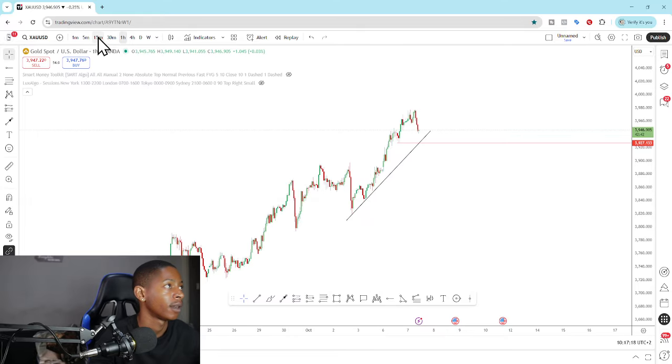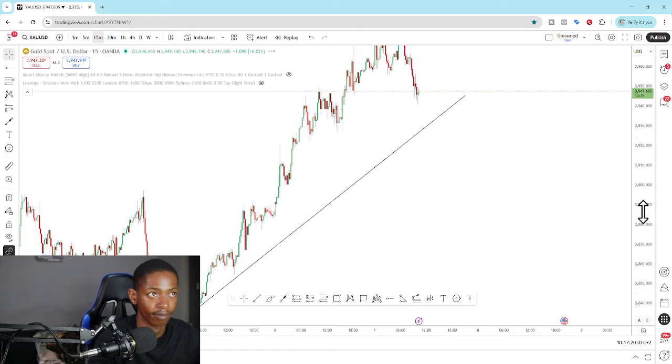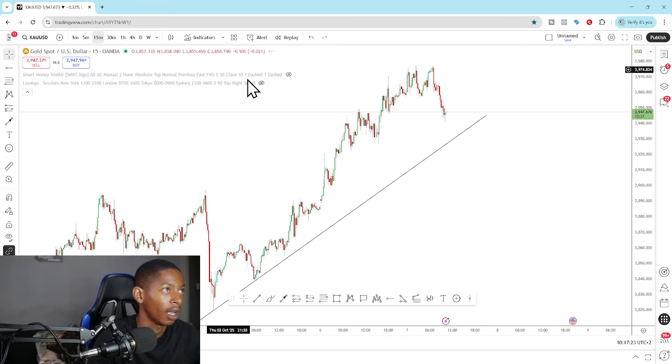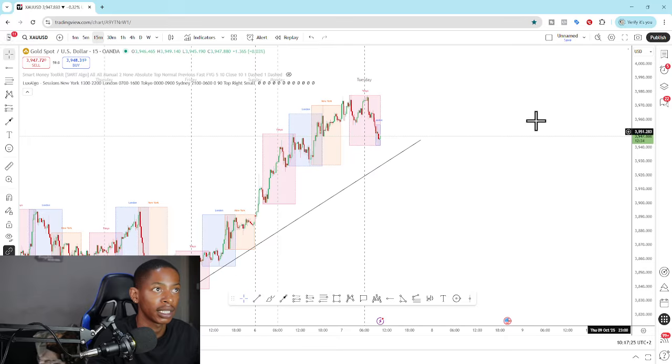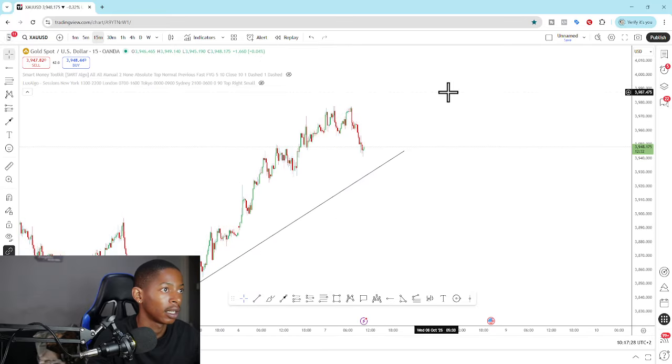Okay, so I'm going to go to the 15 minutes, and now I can see that we are in the London session. With that being said, I can see price has broken above these areas, creating breaks of structure, and as well here, and this is the high we currently have right here. But at the same time, I can also see that this area here is our significant area.